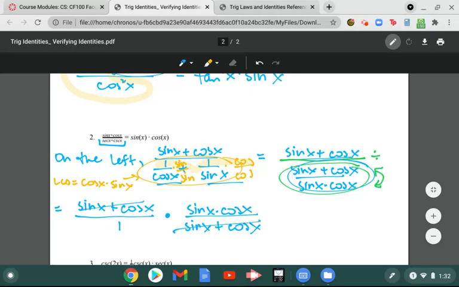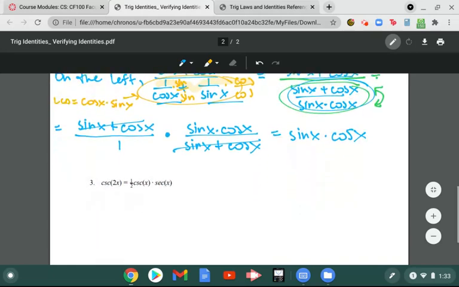Now these match perfectly, and we get sine x cosine x. If you happen to write it in the other order, no big deal, you can swap that. But we were able to show that we can go from the left side to the right-hand side.